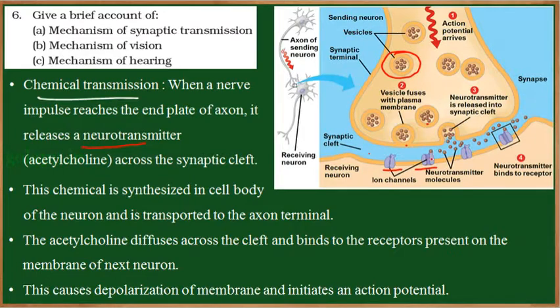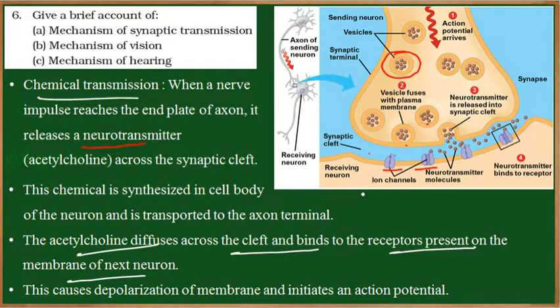The receptors are present on the channel. These receptors are the site onto which the neurotransmitter will bind. So acetylcholine diffuses into the cleft and binds to the receptor present on the membrane of the next neuron. When it binds, the ion channel opens and the calcium ions which are stored in the synaptic cleft enter into the dendrite of the next neuron.